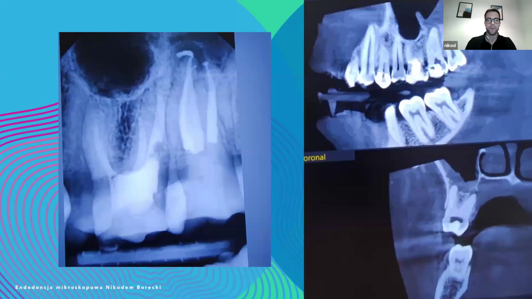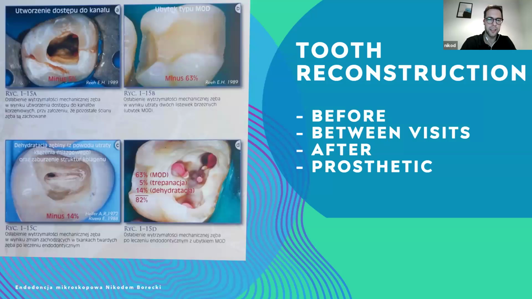And tooth reconstruction, like I said before, we need to communicate with the patient that success in endodontics is 50% endo treatment, but the other 50% is prosthetic. This research is very interesting because it showed that the tooth after root canal is losing even 80% of mechanical strength compared to the vital tooth.